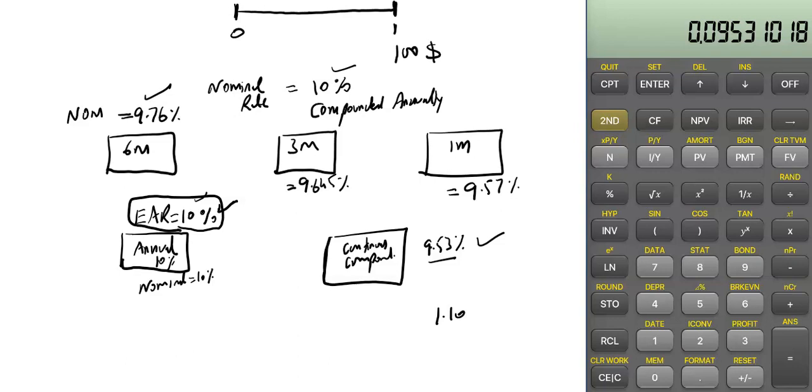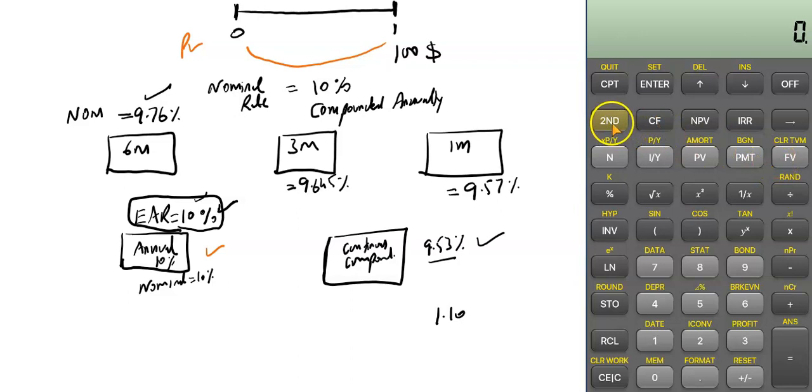So now let's discuss, if we discount this $100 back to zero, what will be the present value by using all these discount rates? If all have the same effective annual rate, the present value should be the same. So let's discount this 100 using the annual rate. Let's calculate it.